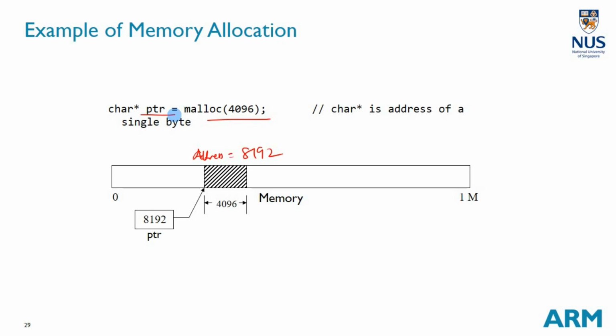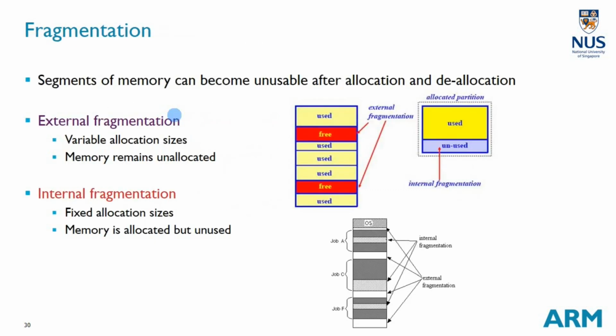Whenever you call malloc, the OS is supposed to give you back the memory that you requested, and it's supposed to give you back the address of where this memory is starting from. Now, of course, malloc is very useful because we can do dynamic allocation while the program is running, but it leads to two issues: external fragmentation and internal fragmentation.